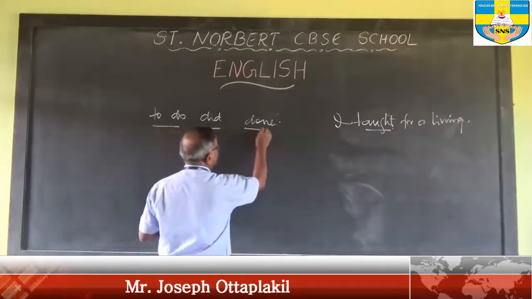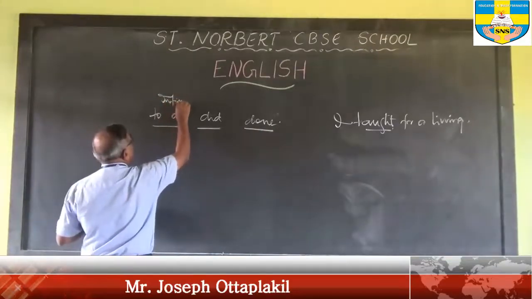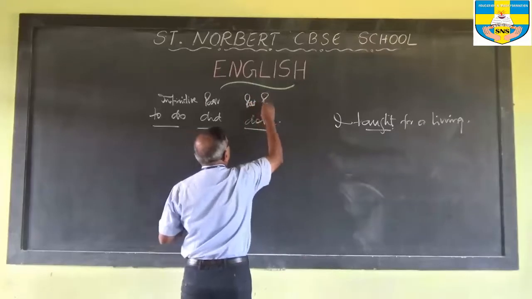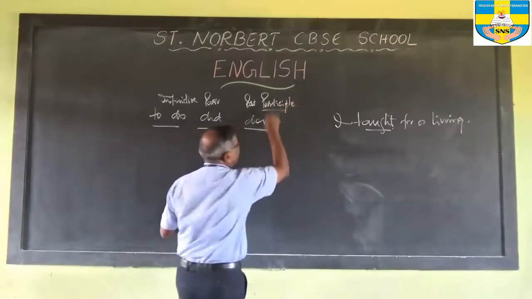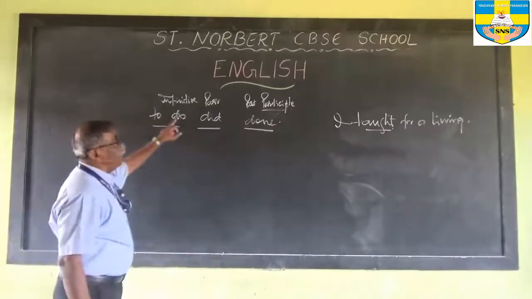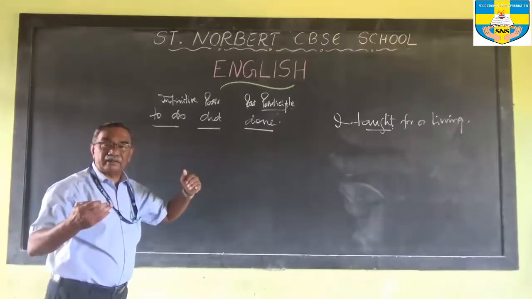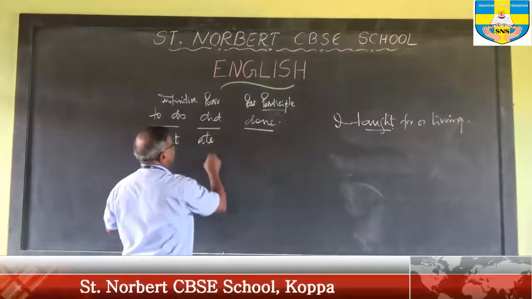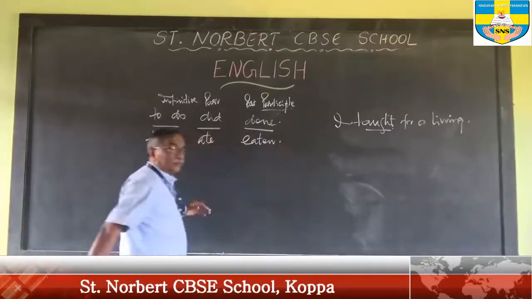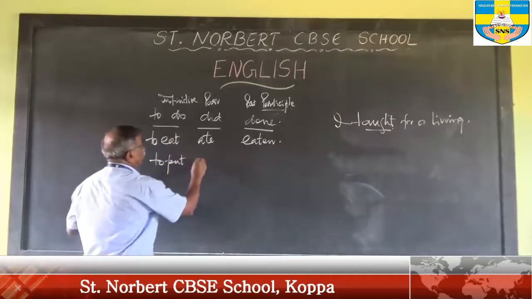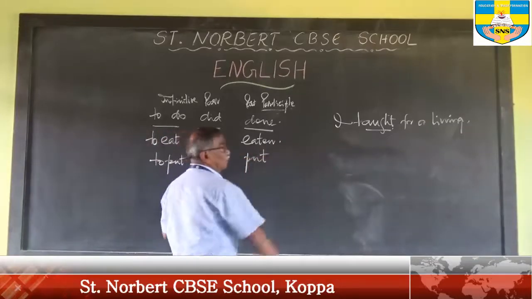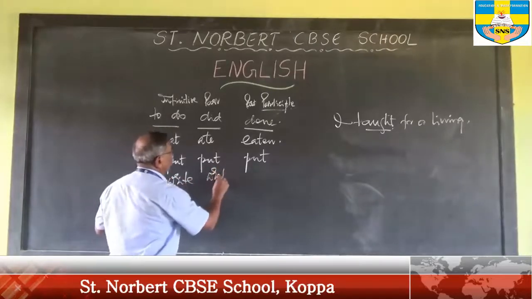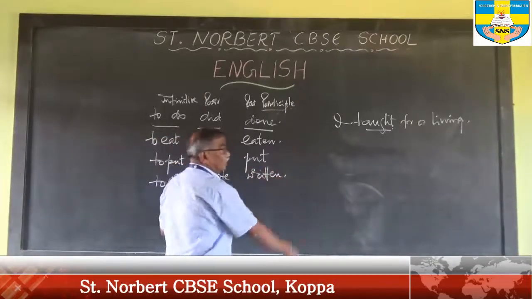This is the infinitive, this is the past tense, and this is the past participle. Now, what is the significance of these parts of the verb? The significance is that it is from these parts that we extract the different tenses. For example, we say to eat: the past tense is ate and the past participle is eaten. To put: the past tense is put and the past participle also is put. Then to write: the past tense is wrote and the past participle is written. So these are the different parts of the verb.